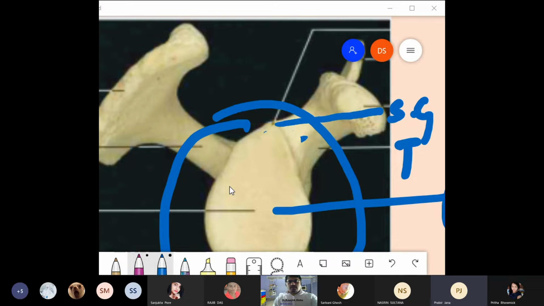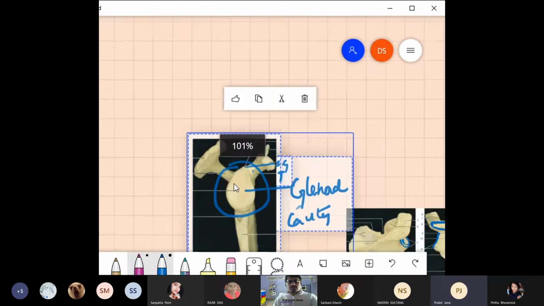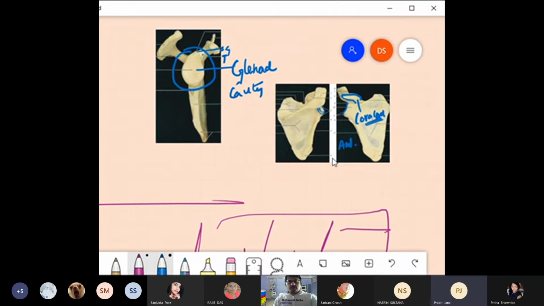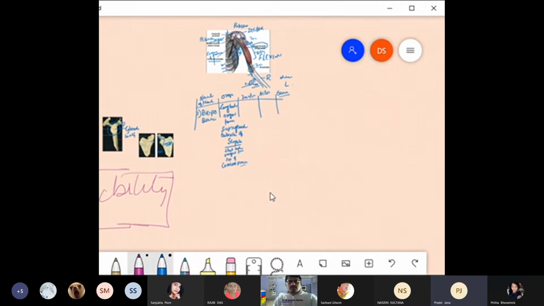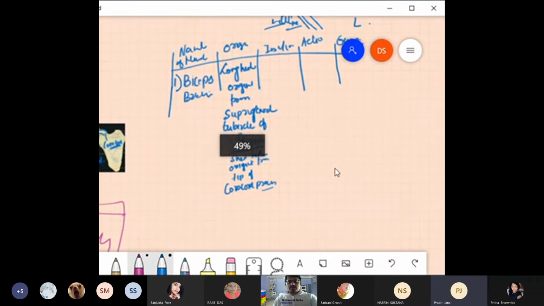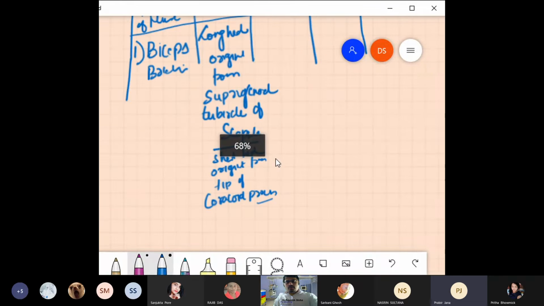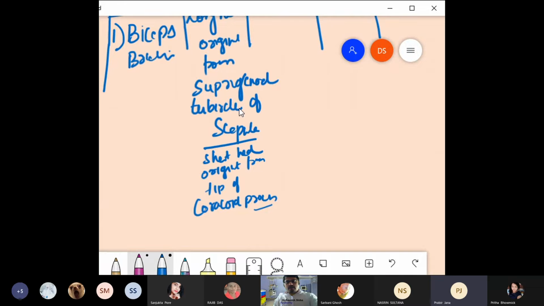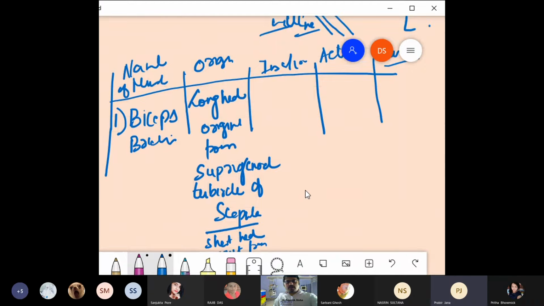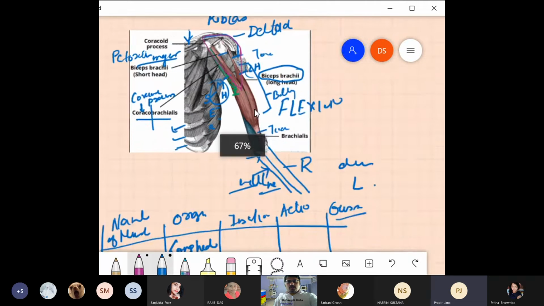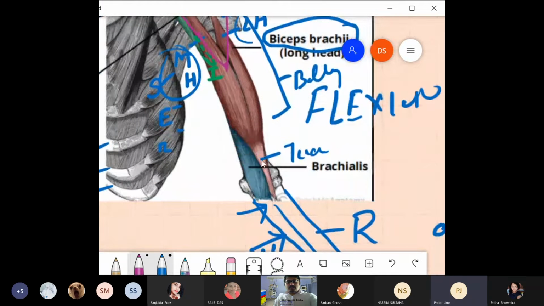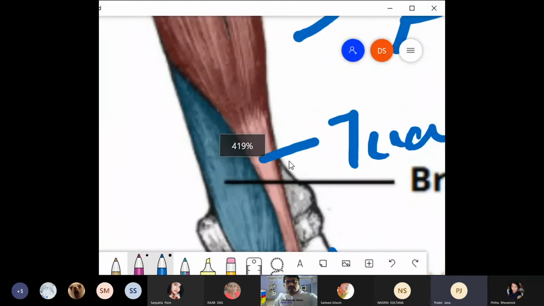Okay. So if this is clear, now let us move back to the table again where we are taking note of the origin and the insertions. Here is the table. I've given you the origin of both the long head and the short head. Long head is from the supraglenoid tubercle of the scapula and the short head is from the tip of the coracoid process. Now coming to the insertion. Observe in the diagram that the insertion is a common insertion. I mean, both the long head and the short head finally culminate into a single tendon.